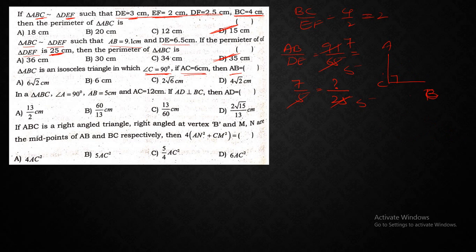So AB is nothing but my hypotenuse. The hypotenuse is being asked, and since this is an isosceles triangle with sides 6 and 6, automatically this becomes 6 root 2. So the answer is 6 root 2. Next, moving on to one more question.